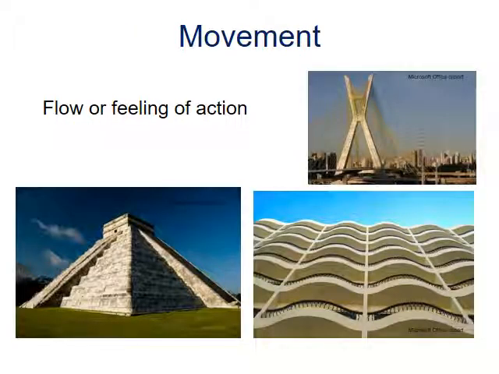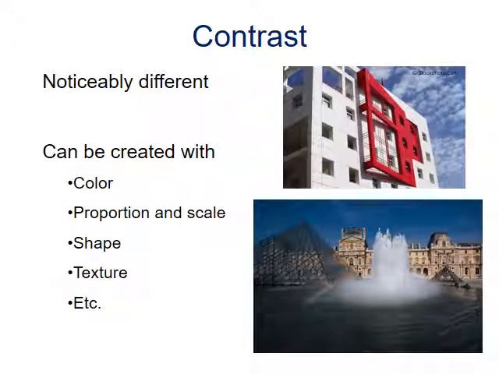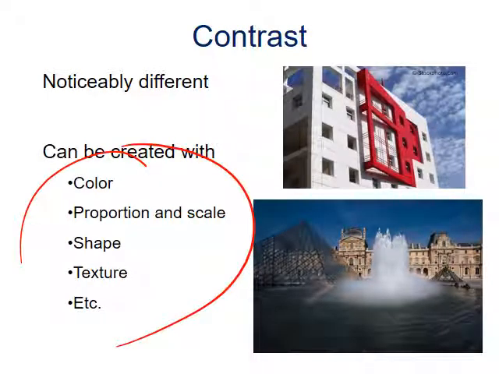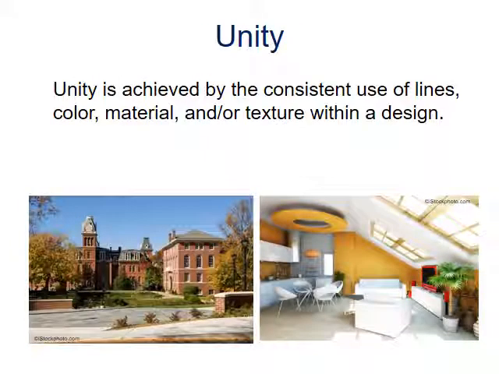Movement, flow or feeling of action. Okay, so what kind of feel do you get from the different lines you use, or different colors you use, or the different balances? All these things. How did you use your elements to create movement in your building versus contrast? How did you use color, proportion, scale, shape, texture? How did you use these ingredients to create contrast? Obviously here there's some color contrast. Okay, here there's some texture differences between the Louvre and something like that behind it. Okay, sometimes it was shape. What kind of different shapes did they use to create a difference? Okay, it's very clear that there's big differences.